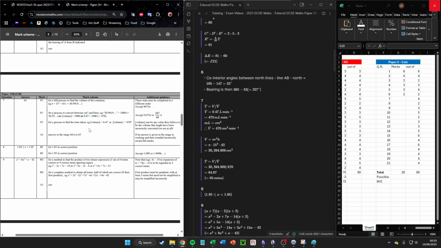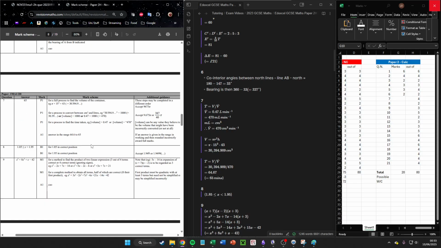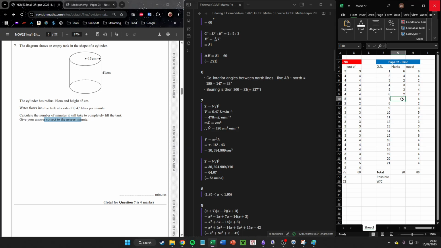And then time taken. I've done all that, and then I got the answer 65. It says answer in the range 64.6 to 65. Doesn't it say nearest minute? So how? Yeah, I'm not exactly sure, to be honest, but I did it and got the final answer, so it's 4 marks.